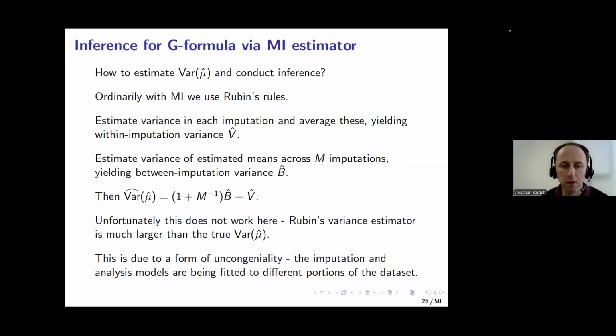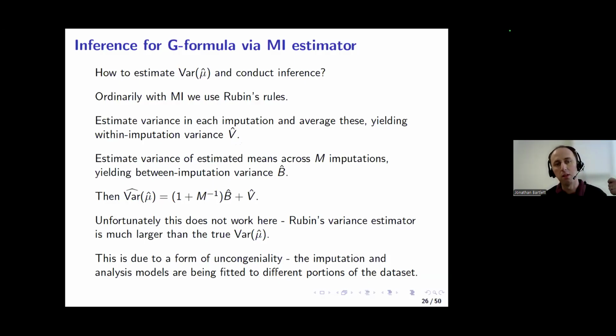How about estimating the standard error? Because this was part of a motivation to try and avoid the need to use bootstrapping. Well, ordinarily with multiple imputation, you use these very simple combination rules developed by Rubin. And what they involve is estimating the standard error or variance of your point estimator in each of the imputed data sets. So they're the within imputation variances, and you average those to give what I'm denoting here, V hat, the average within imputation variance.